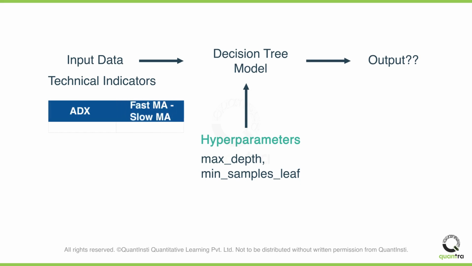If the ADX value increases in comparison to the previous day, you write it as 1. And if the fast-moving average minus the slow-moving average is positive, you write it as 1. If not, then you will write it as 0. You pass these input features to the decision tree model.